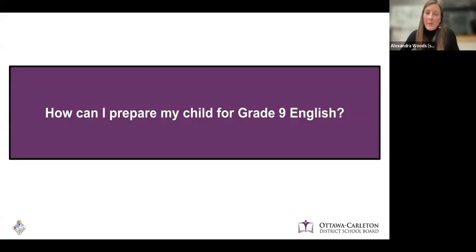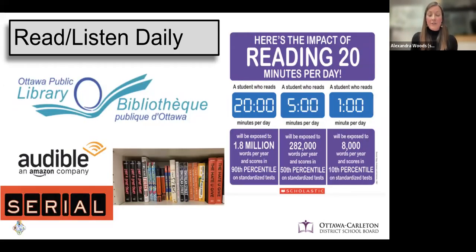So how can you prepare your child for grade 9 English? One very important way to prepare your child for grade 9 English is to encourage them to read daily. We know that 20 minutes of reading a day means exposure to 1.8 million words per year, but it also helps equip students with knowledge of the world and themselves. Books are both windows and mirrors, and they can help students to see outside of themselves and also help them to reflect on their own evolving identities. And really the classroom should be a space for students to be able to explore their identities.